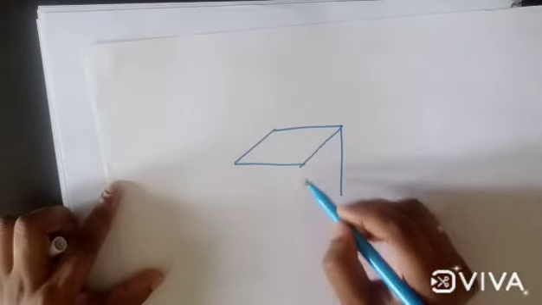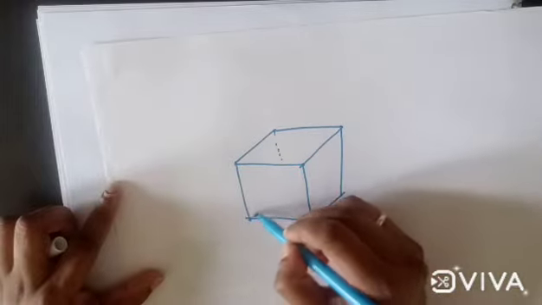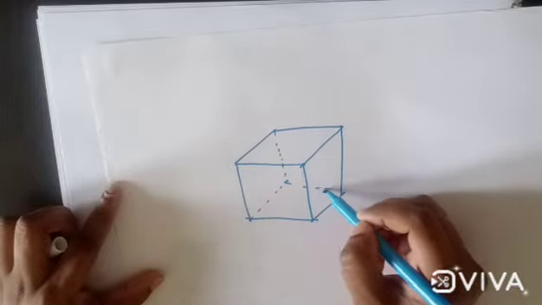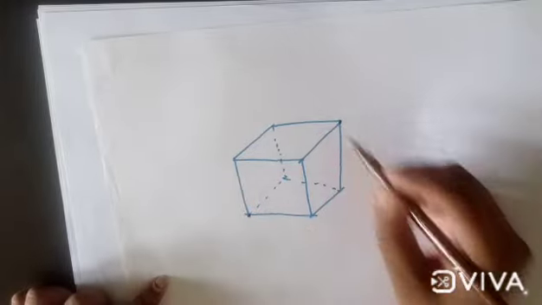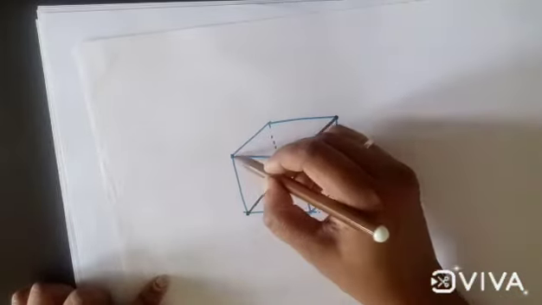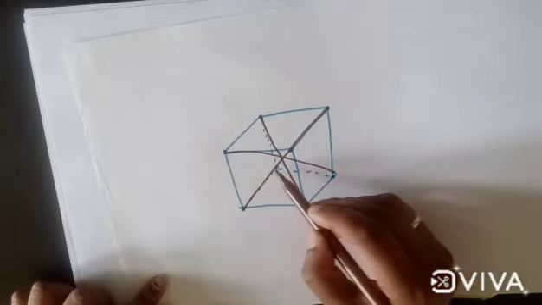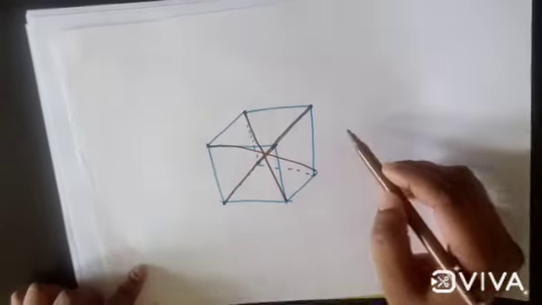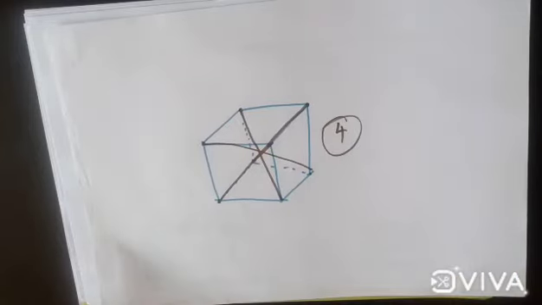Body diagonal means, for a cube, it is the line joining the diagonally opposite corners on opposite sides of the cube. Suppose if you take this point, this is the diagonally opposite point, so this is the body diagonal. For these 2 points, this is the body diagonal. Here is another one. Like that we can draw 4 body diagonals for a cube.